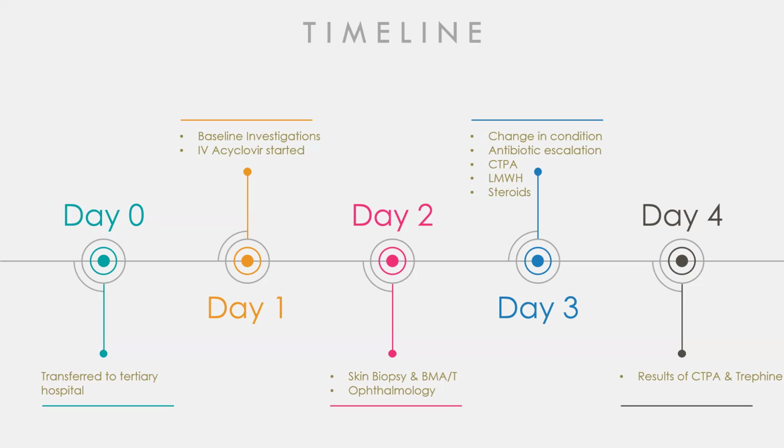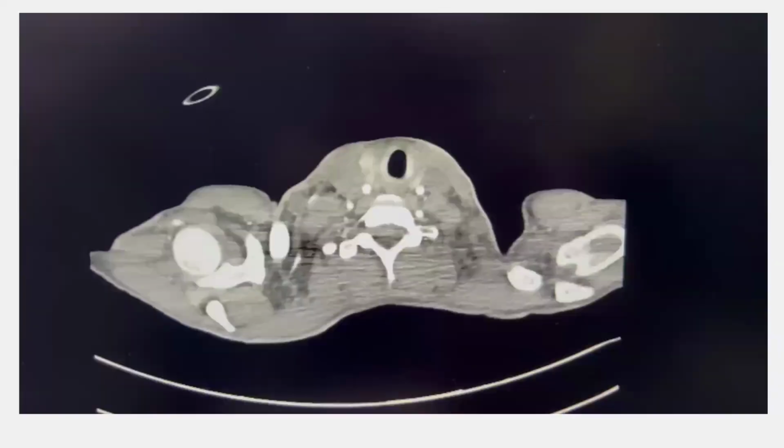So we started that, and then this was our excuse to get an urgent CT of the chest. So we managed to get that, and we very quickly managed to expedite the report. And because Heme was very helpful in this case as well, they had expedited the trephine results for us.